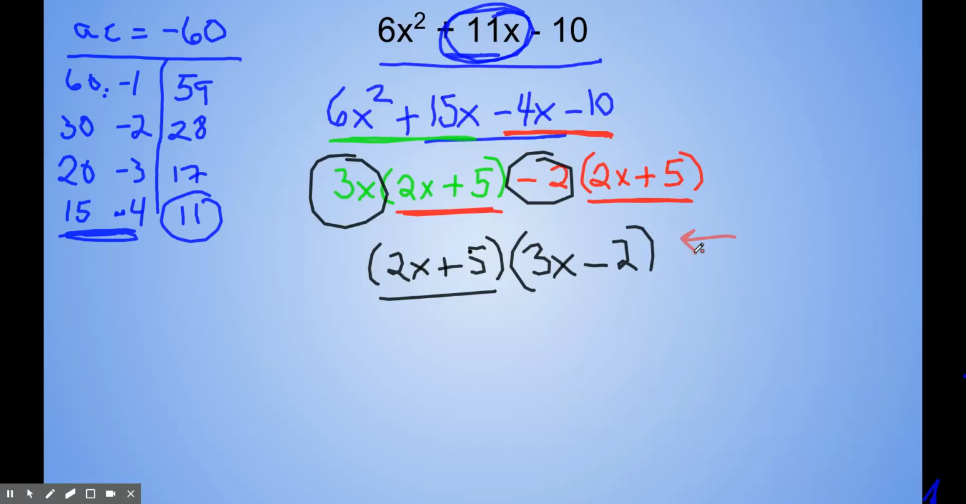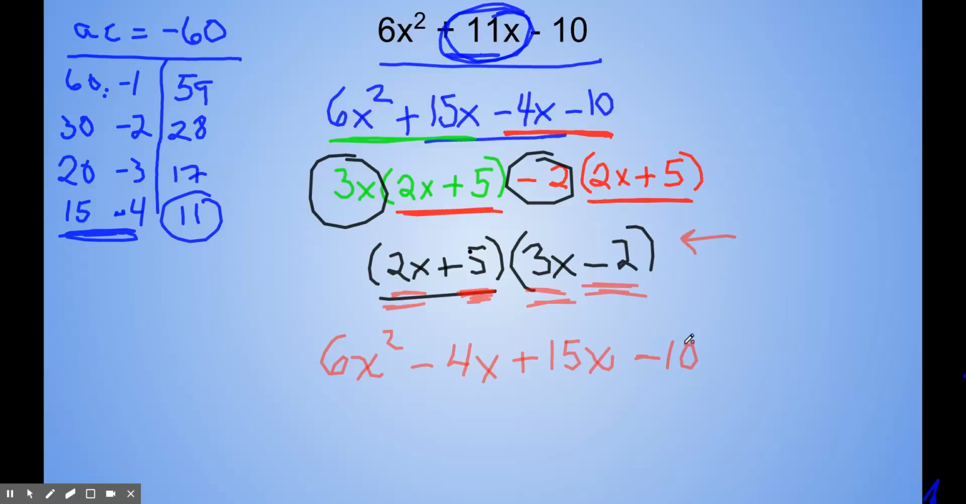So if we FOIL this, I'm going to take my first terms, 2x and 3x, multiply those together. I'm going to get 6x squared. Then I'm going to take my outside terms. So I'm going to take 2x times negative 2, 6x squared minus 4x. My inside terms, 5 and 3x, plus 15x. And my last terms, 5 and negative 2, minus 10.